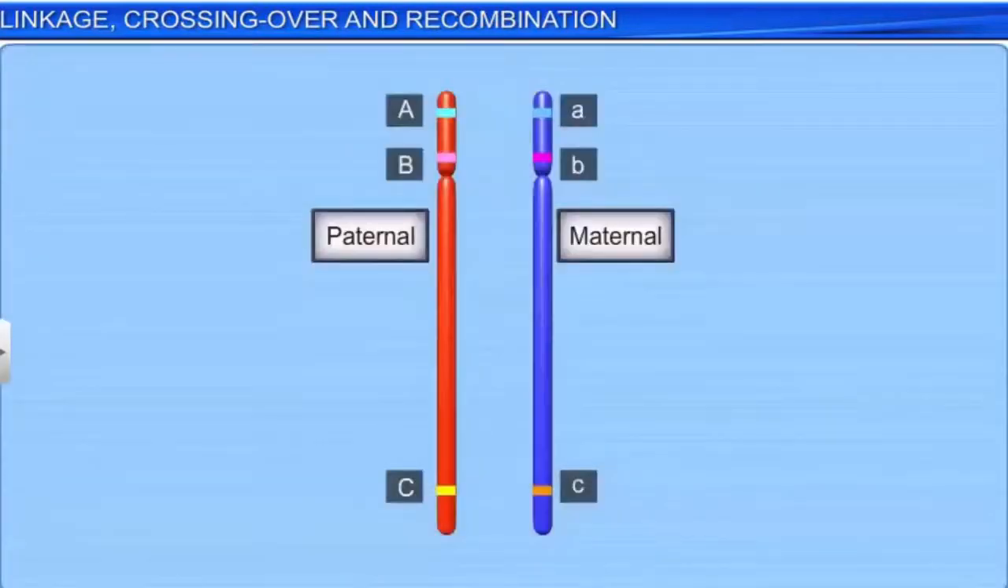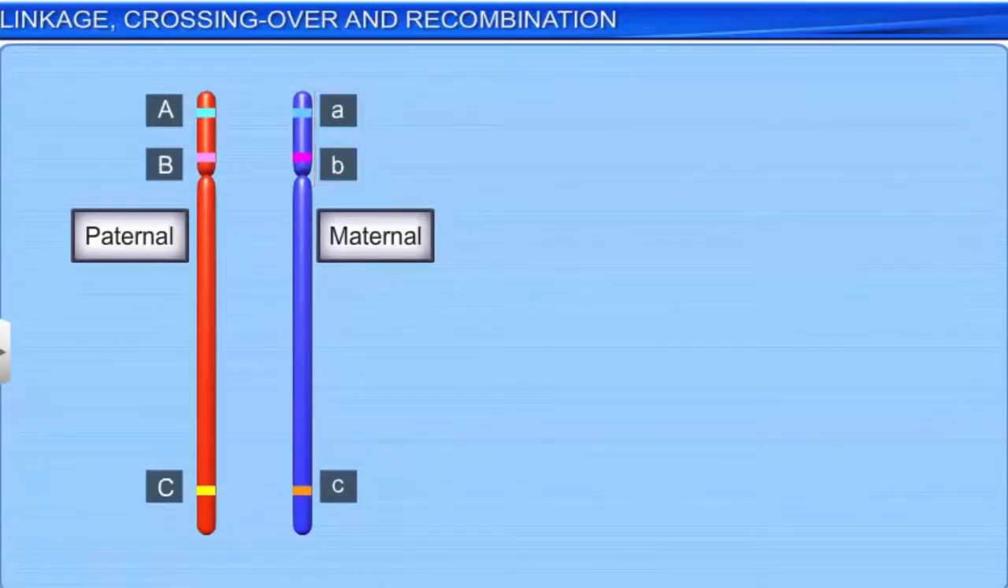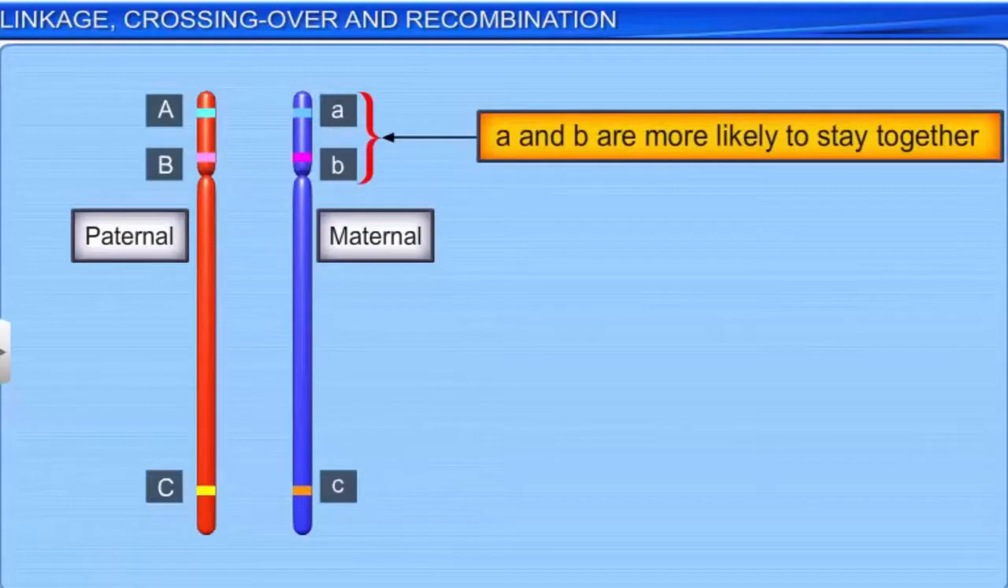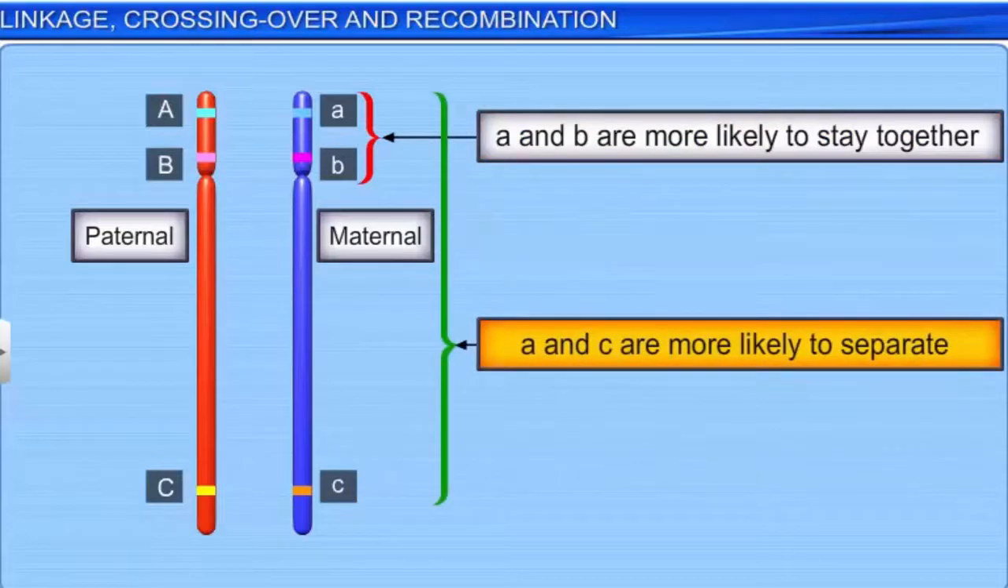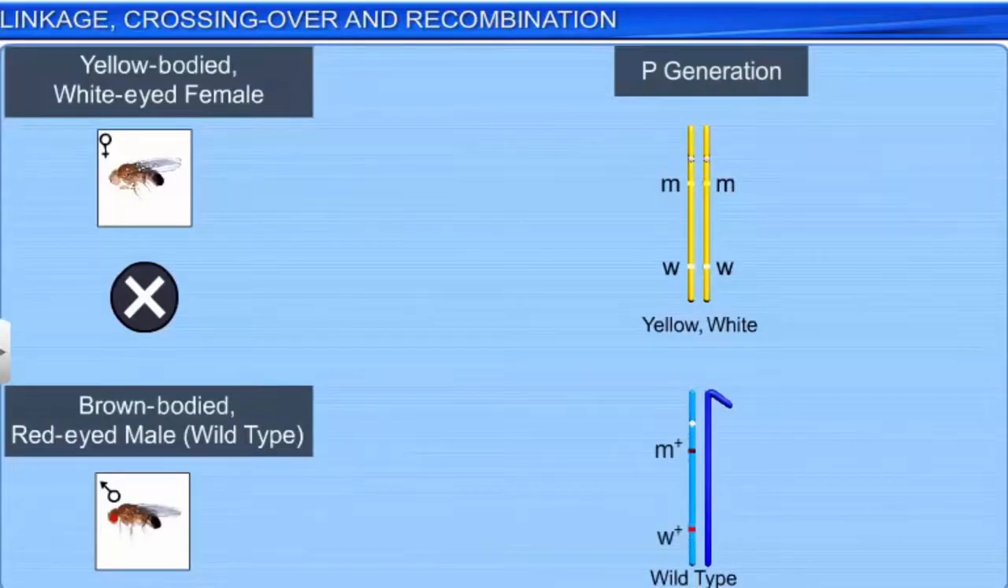Another fact discovered by Morgan and his colleagues was that the likelihood of 2 genes separating during crossing over was proportional to the distance between them. In other words, the closer the genes, the more likely that they will stay together. And the further they are, the more likely that they will separate. Now, let's consider another experiment conducted by Morgan, where he crossed white-eyed miniature winged females with the genotype w m with red-eyed normal winged males with the genotype w+ m+.